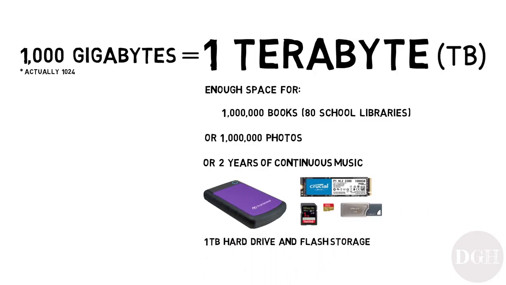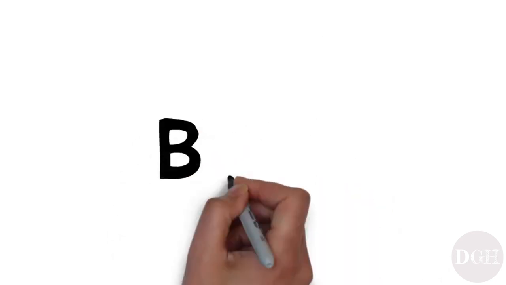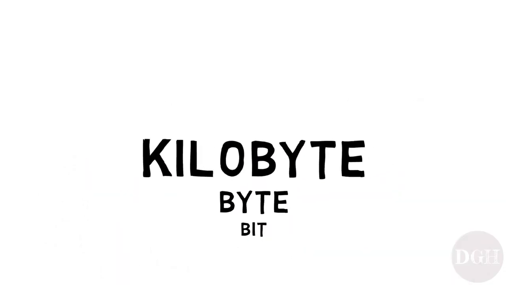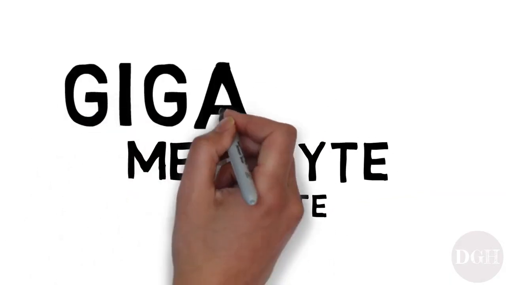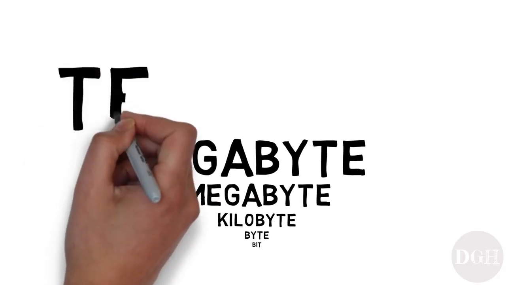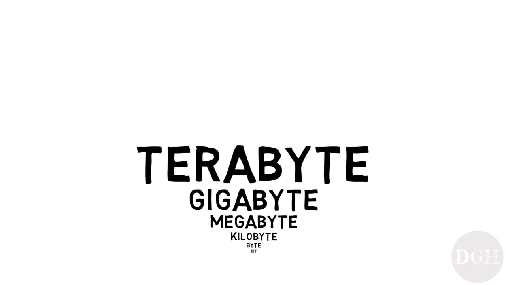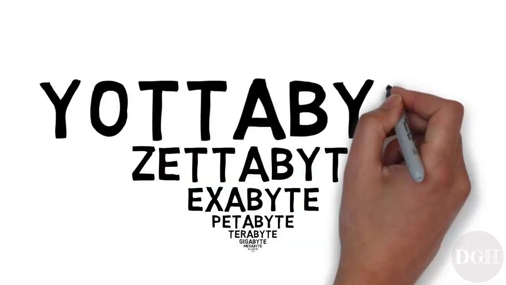So, to recap, we talked about how there are 8 bits in 1 byte, 1,000 bytes in 1 kilobyte, 1,000 kilobytes in 1 megabyte, 1,000 megabytes in 1 gigabyte, and 1,000 gigabytes in 1 terabyte. And that's enough to know for everyday usage. But for those of you who are curious, after terabyte comes petabyte, then exabyte, then zettabyte, then yottabyte.